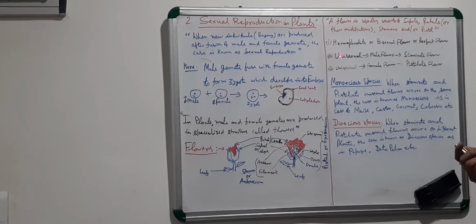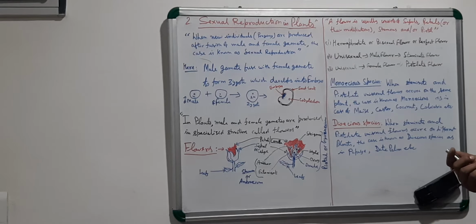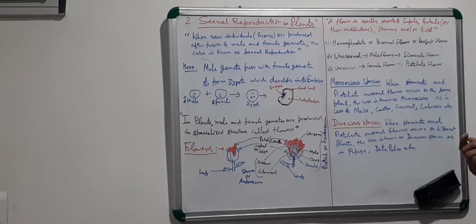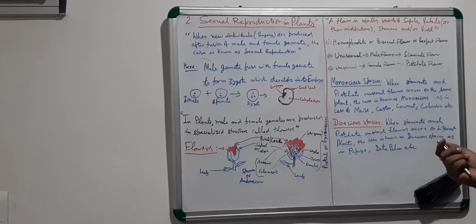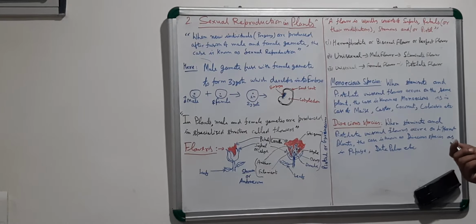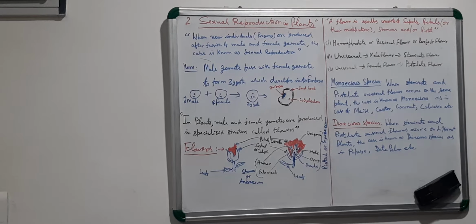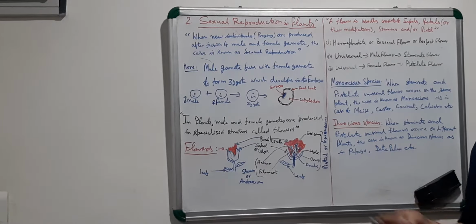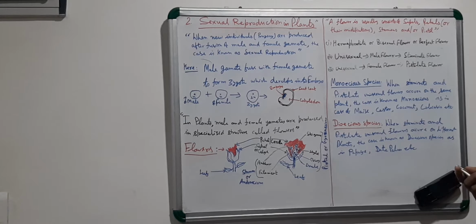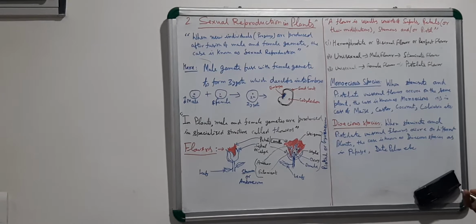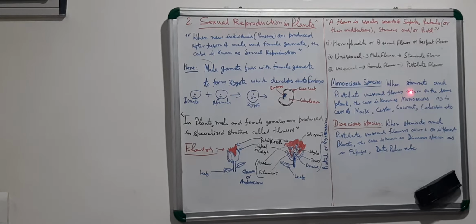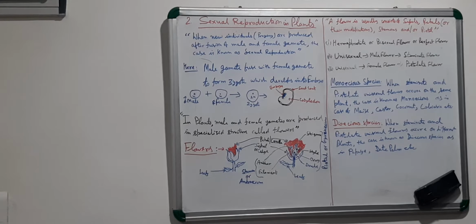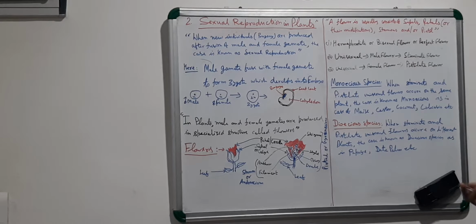If your flower is unisexual, having only the male reproductive organ, then that flower is called a staminate flower. If your unisexual flower has only the female reproductive part, then it is known as a pistillate flower. Now you see the status of these flowers. The monoecious species means when staminate and pistillate unisexual flowers occur on the same plant, as in the case of maize, castor, coconut, colocasia, etc.